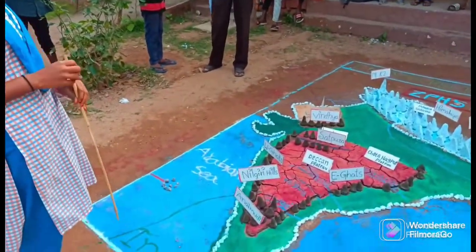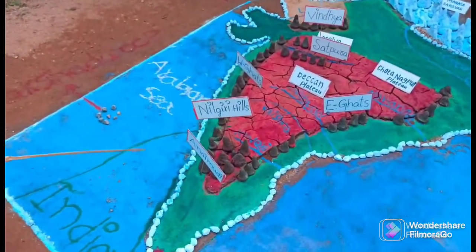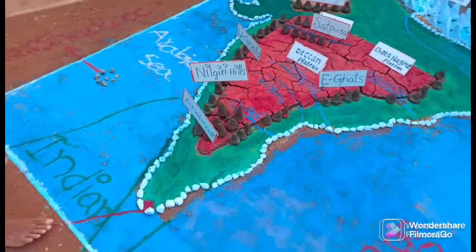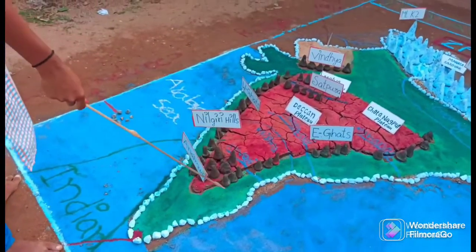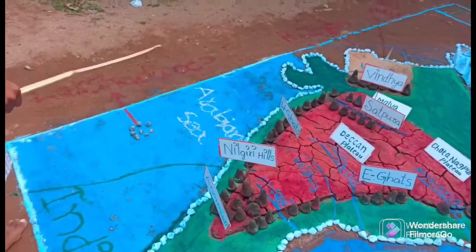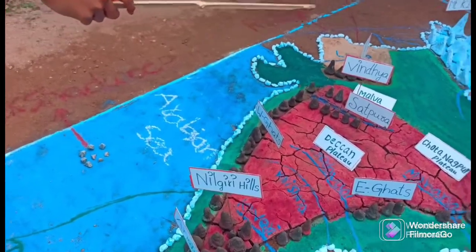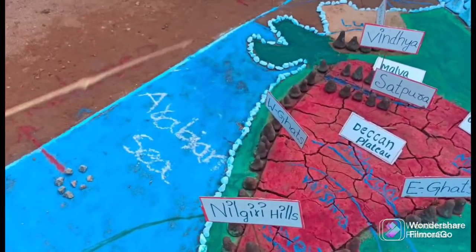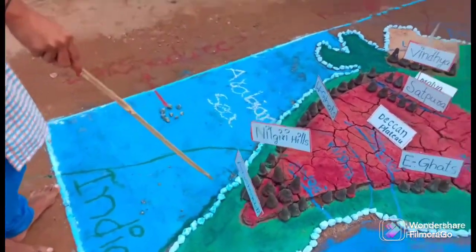A plain means a low-lying land surface with a gentle slope. India has two coastal plains, the West Coastal Plain and the East Coastal Plain. The West Coastal Plain is narrower than the East Coastal Plain. It is divided into three parts: Konkan Coast, Canara Coast and Malabar Coast. Konkan Coast touches Maharashtra and Goa. Canara Coast touches Karnataka and Malabar Coast touches Kerala.